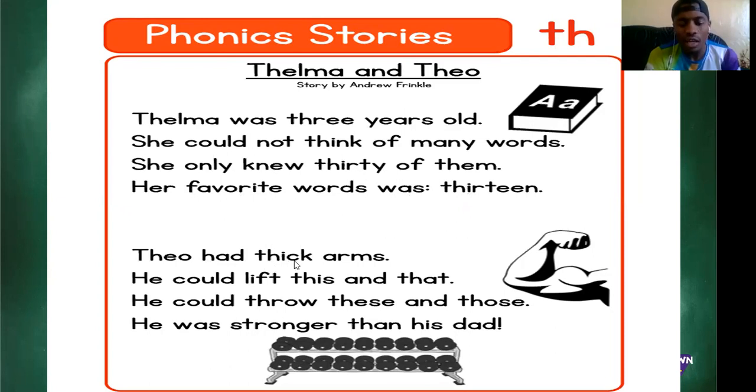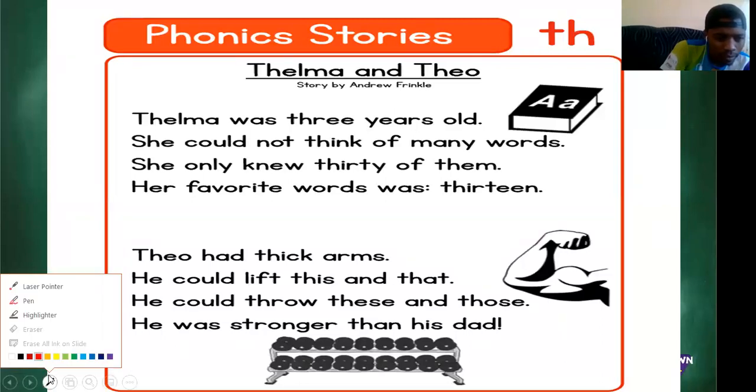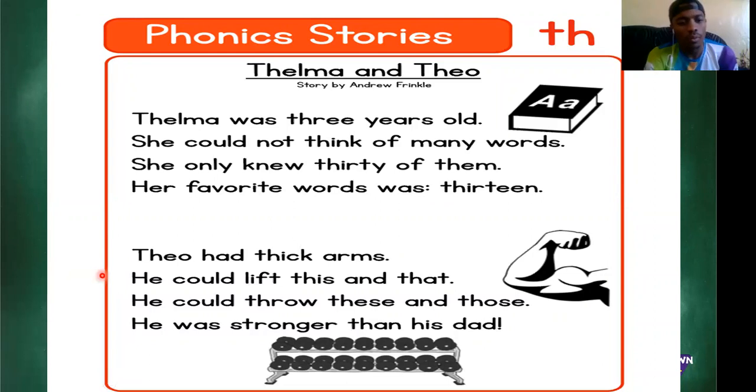Theo had thick arms. He could not lift this. He could lift this and that. He could throw these and those. He was stronger than his dad. Where's my laser pointer? There we go. Theo had thick arms. He could lift this and that. He could throw these and those. He was stronger than his dad.